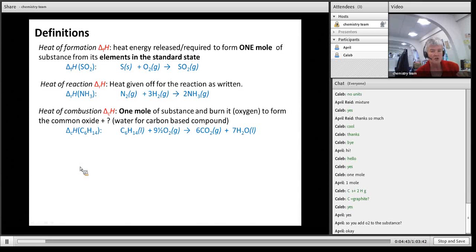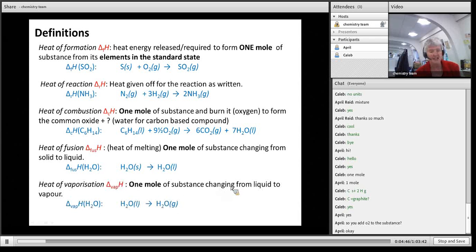Then the heat of fusion and the heat of vaporization and also the heat of sublimation. These are just the change of state ones. So it's always 1 mole of the substance going to 1 mole of that same substance in the different state. So fusion is solid to liquid. Vaporization is liquid to gas, and sublimation would be solid to gas. And if you wanted to go the other way around, you'd have to reverse the reaction and change the sign. Okay, so are you quite clear on those definitions? Because you will have to write equations based on the definition.